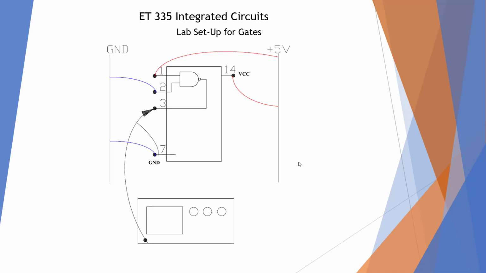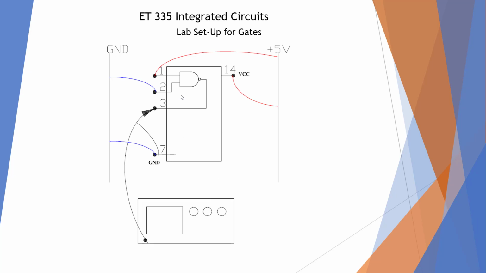Here's a helper for our lab setup for gates. Okay, so I would use one of our buses there, preferably the blue. I like the blue for ground, and 5 volts red. Okay, and what we're going to do is test these. First thing we need to do is hook up VCC pin 14, and we need to hook up ground to pin 7. And here's an oscilloscope, and we're not going to use this early.